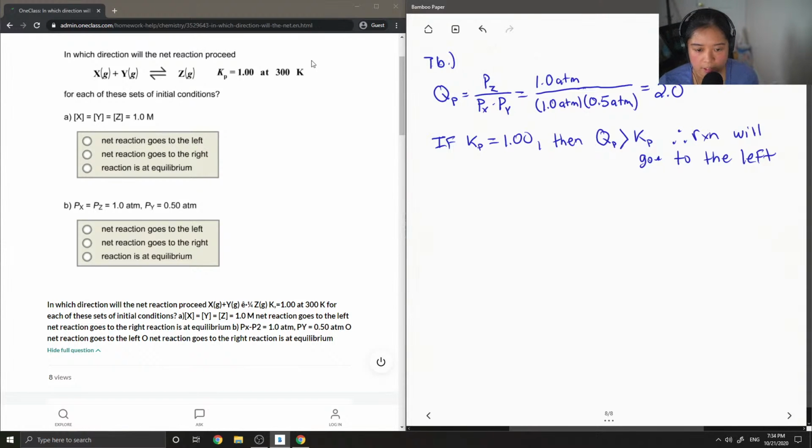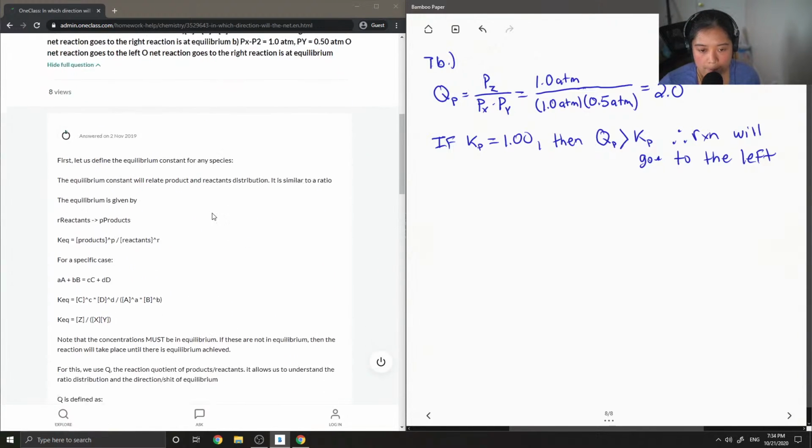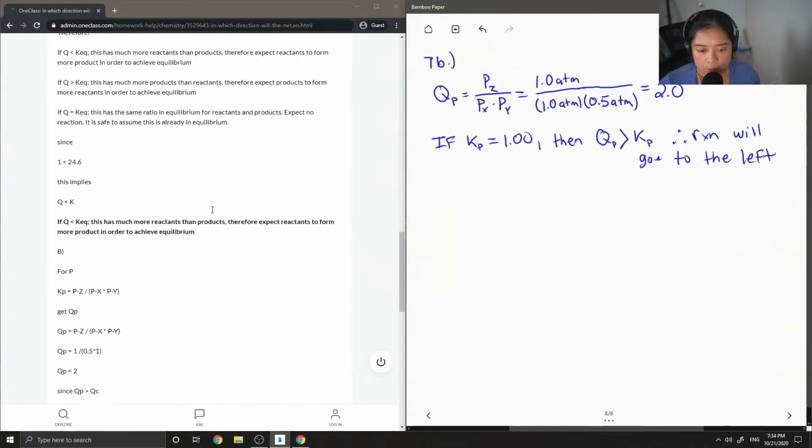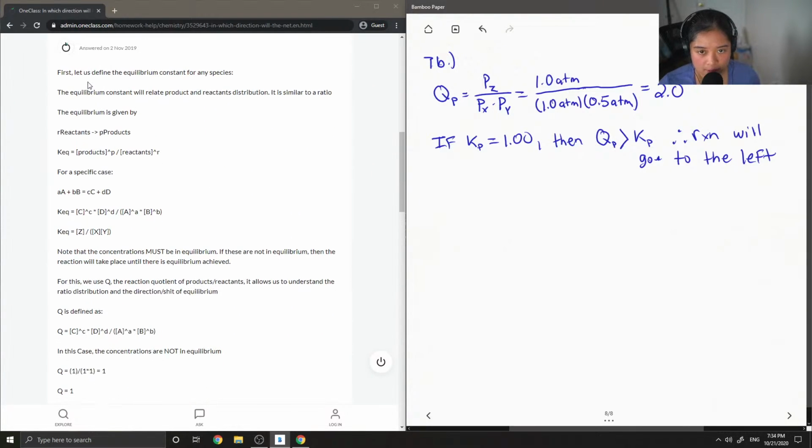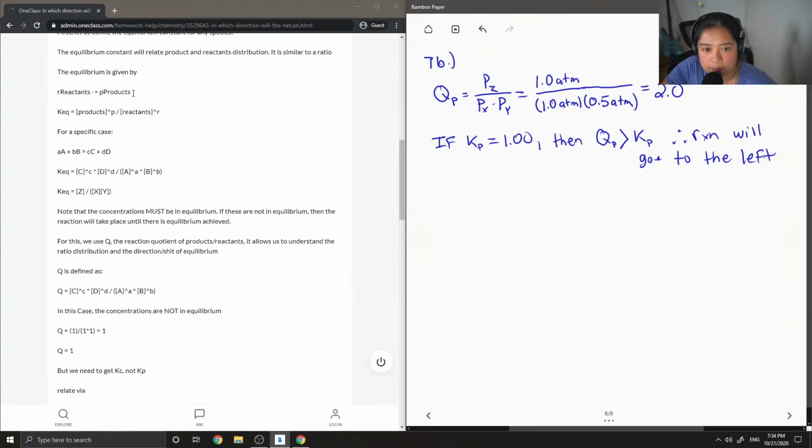Okay, so let's see what our junior tutor said. First, let's define equilibrium constant for any species. So that relates product and reactants distribution. It is similar to a ratio.